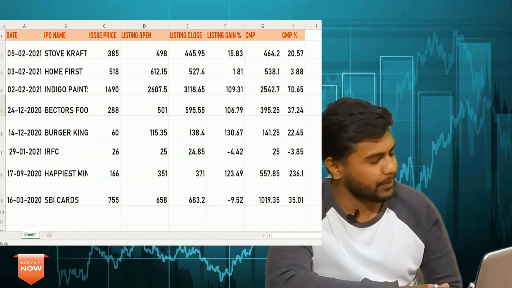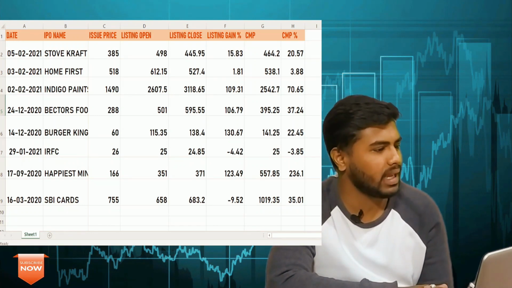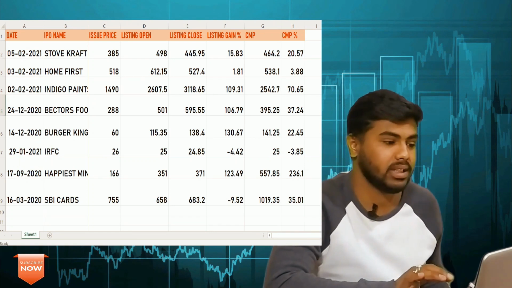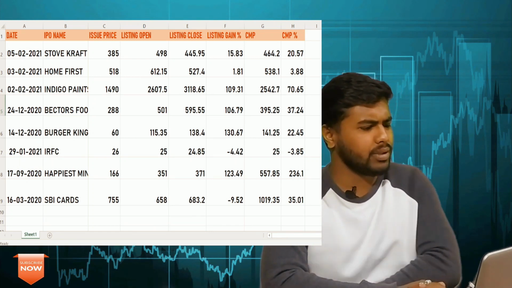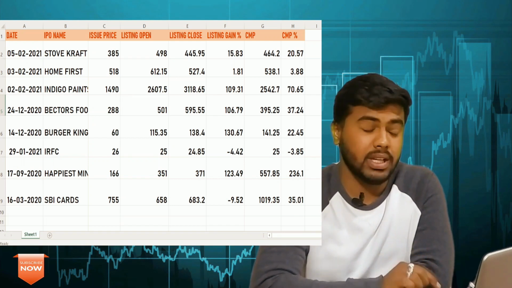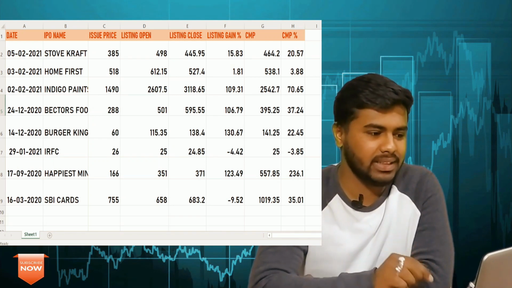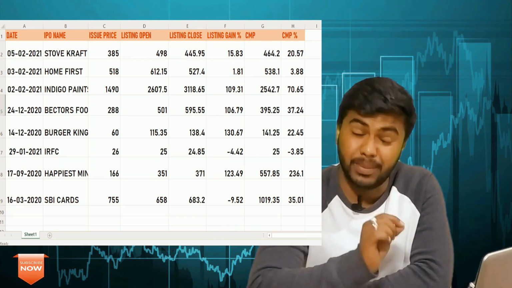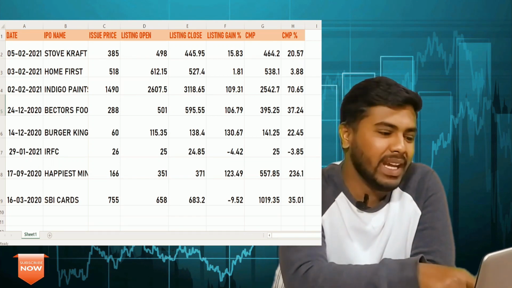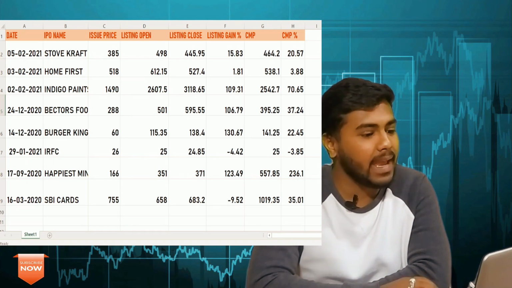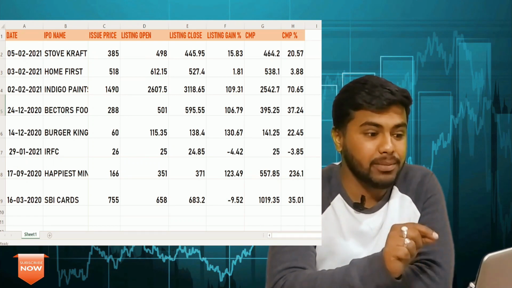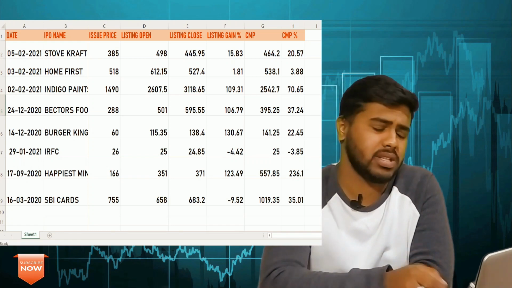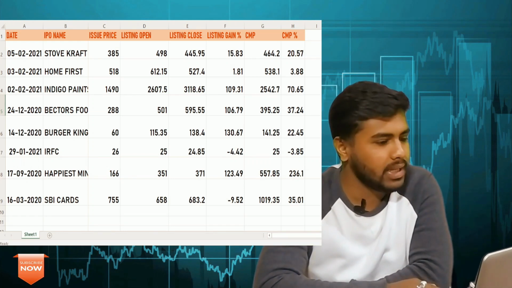So the first column is the date, the second is the IPO name, the third is the issue price, and the fourth is the listing open, the day on which the listing opens, and the listing close, when the stock market closes, and the listing gain percentage. This is most important, we need to check on this. And CMP stands for current market price, the price at which it is currently trading, and current market price percent. This also is most important. So let's check it out.